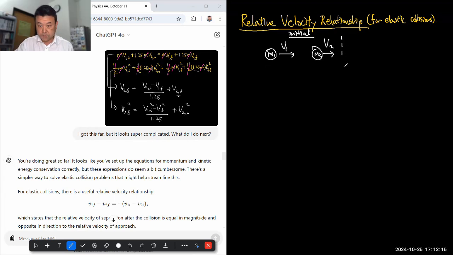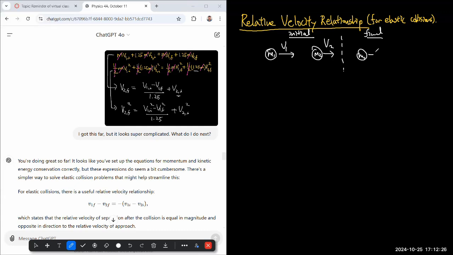And after the collision, there's a final picture. After the collision, m1 will be moving in some way. Let's say it's still going the same direction. And let me call this v1 prime. And m2 is doing its own thing, moving at some speed. Let me call this v2 prime. And that's the post-collision picture of the setup.